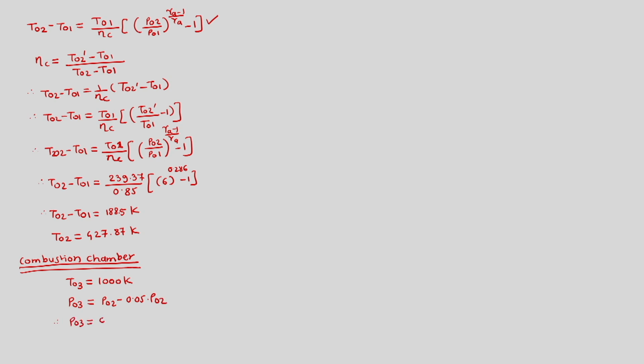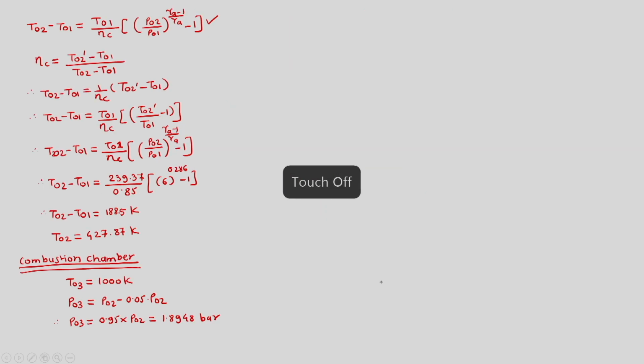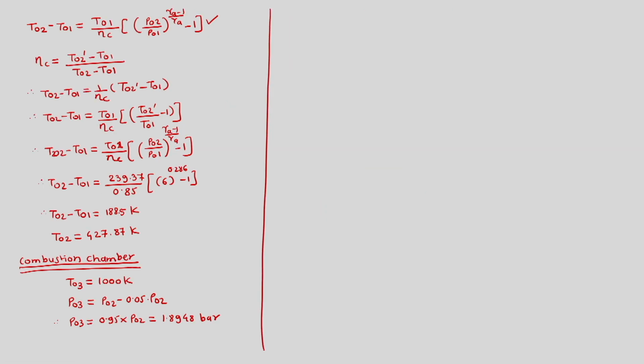So P naught 3 is equal to 0.95 into P naught 2, and P naught 2 is known to us. From there it can be calculated as 1.8948 bar, since P naught 2 is 1.9946 bar. Now we know everything at the combustion chamber outlet. We can go ahead for the turbine.